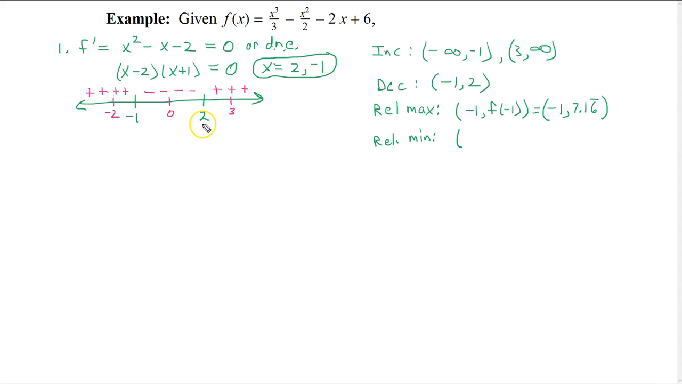That is right here. That occurs when x is 2, where our function is decreasing and then increasing. And so that is at 2, f of 2, which is 2 8/3, or 2.6 repeating like that.